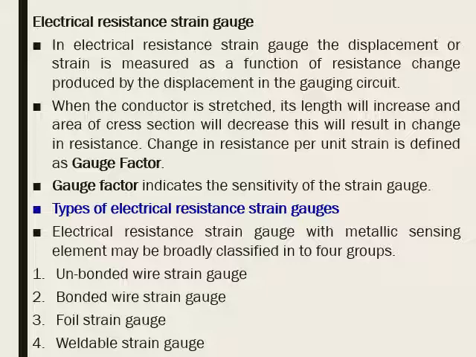Typically, when an electrical conductor is stretched, its length will increase and its area of cross section will decrease. This results in a change in the resistance, and the change in resistance per unit strain is defined as the gauge factor. About this gauge factor, I will discuss in detail in the next video. Here, we can simply remember that the gauge factor indicates the sensitivity of the strain gauges.